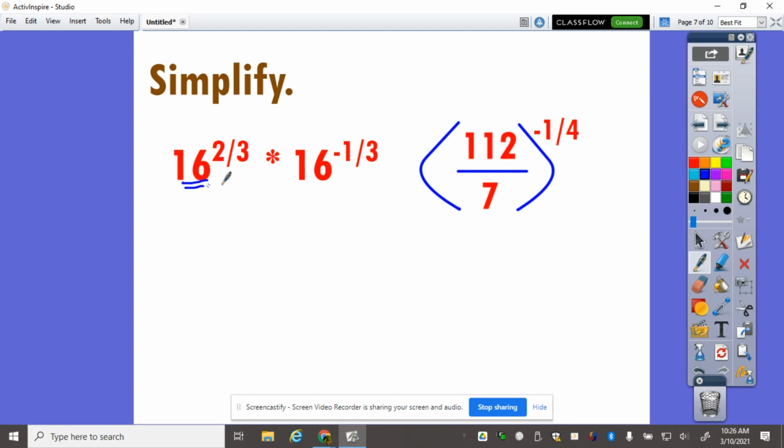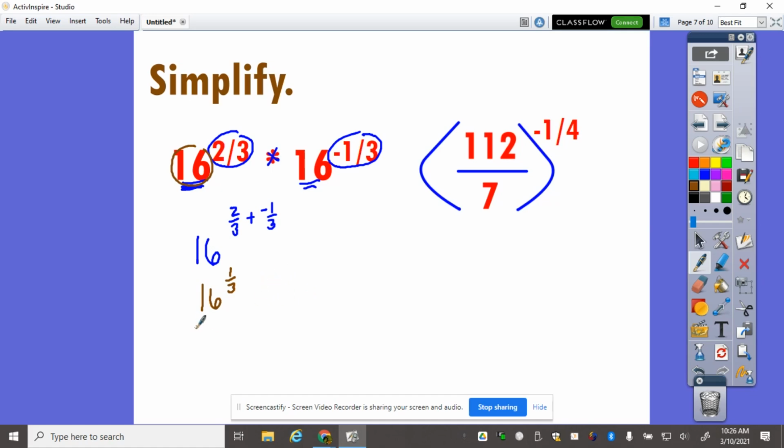Next, 16^(2/3) times 16^(-1/3). Again, we have a numerical value. You're going to add the exponents here, okay? Take note, do not multiply the bases. Just copy the 16 and add the 2/3 and the negative 1/3 here. We do not touch the 16, just copy it. 2/3 plus negative 1/3 is 1/3, so 16 to the 1/3.